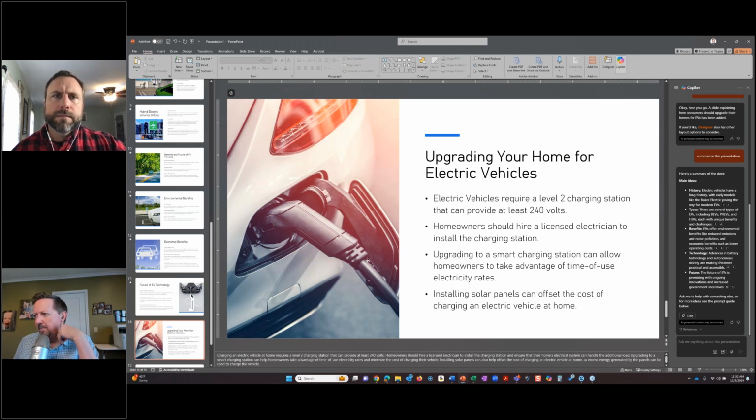So we could keep doing this all day, but I think you get the idea. Copilot has the ability in PowerPoint to get you easily to 80% of where you need to be. This tool is going to make you super productive, make your team super productive, and really just turbocharge your output. That's what it's all about.